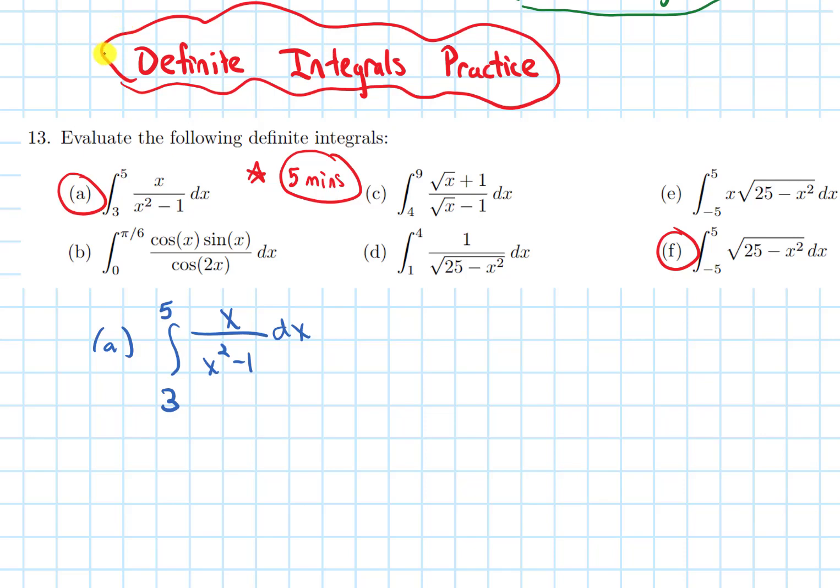In this discussion video, we will do some definite integrals practice. So I want to look at this problem, which is from worksheet 14, and I want to first give you 5 minutes to try parts A and F of this question. So pause the video in 4, 3, 2, 1, pause it and try these for 5 total minutes.